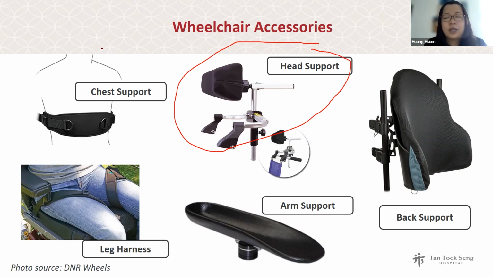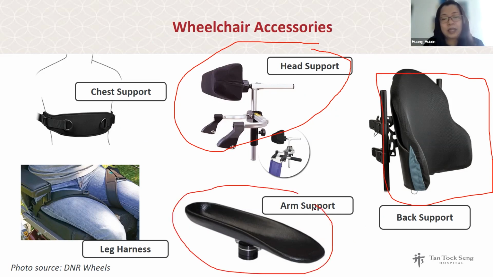But of course, if the family members are able to afford more, a back support like a J cushion will be essential to allow better lateral support when they are sitting. This is the arm support we talked about previously, so that the arm will not flip off the armrest. Some patients might also need a leg harness to secure the legs so that they will not flop out of the sitting position.